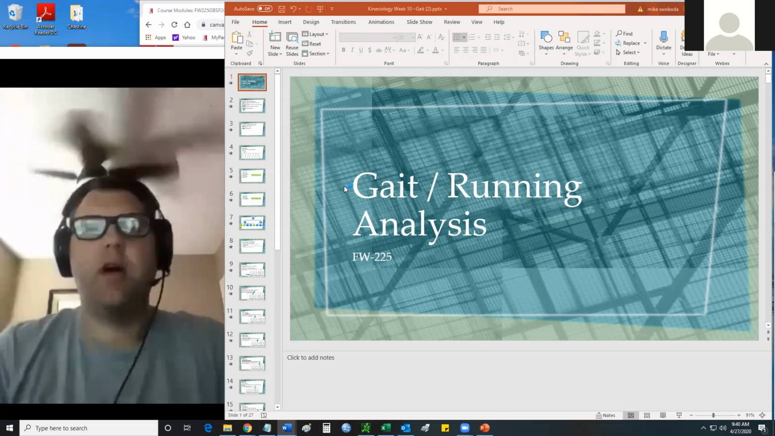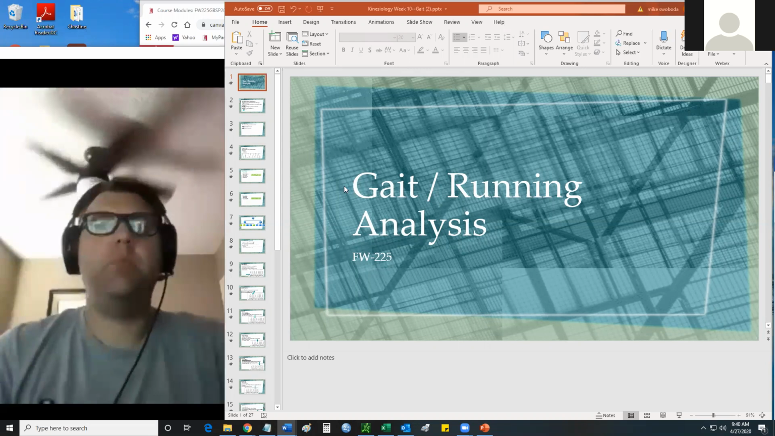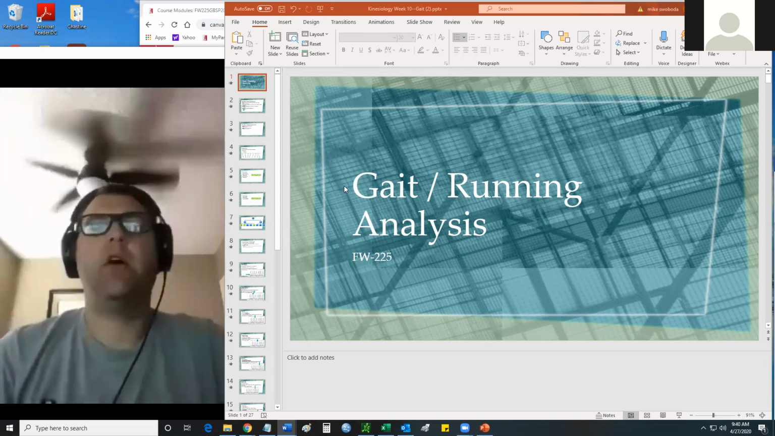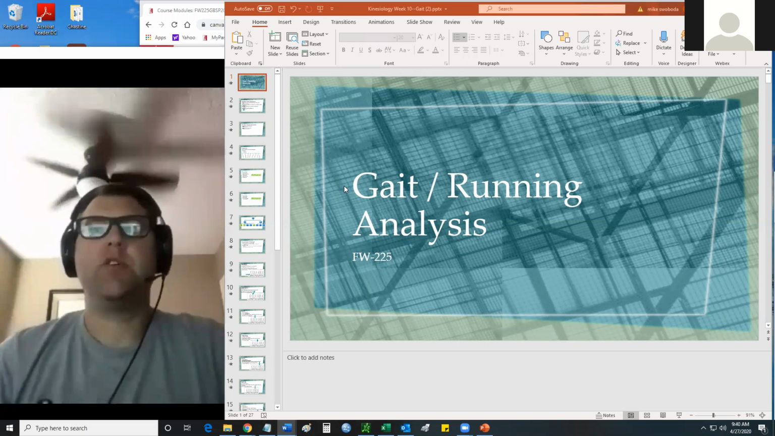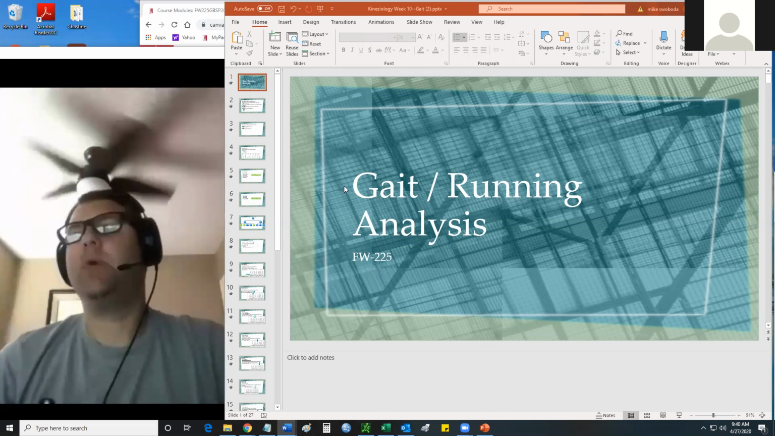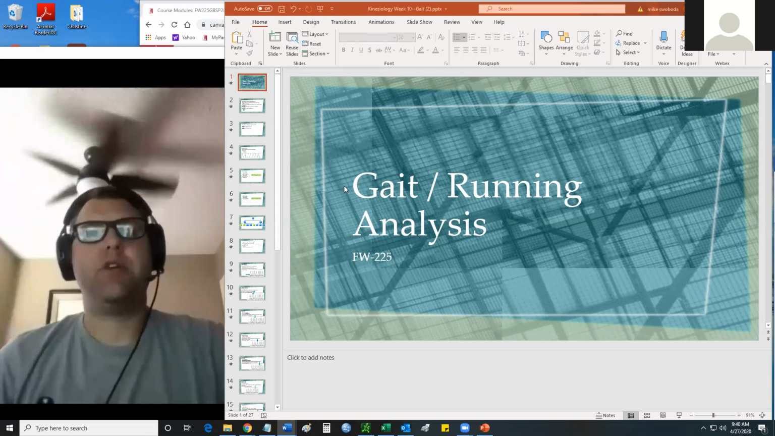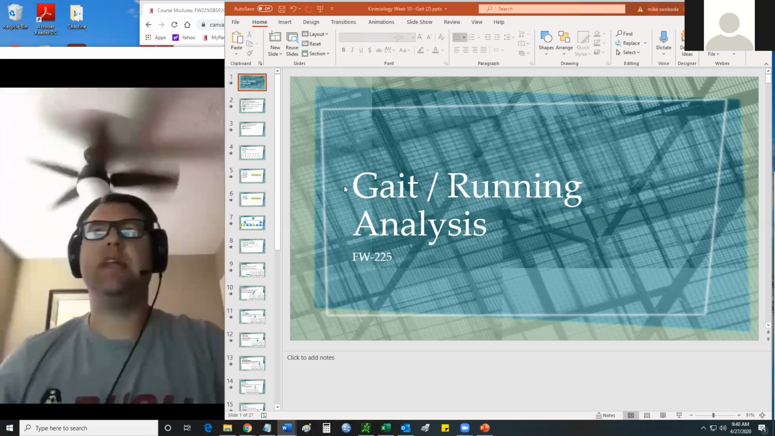So we will be focusing primarily on the walking part of the gait cycle today. What I'll be doing is going over the basics behind that, and then I'll show you how to do a couple of the measurements you'll need for the gait lab.